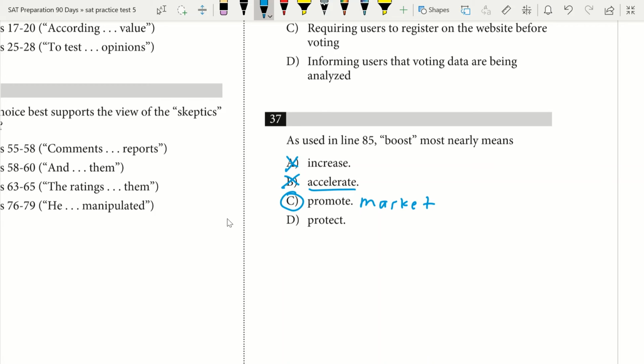So we would not use the word accelerate to describe boosting or marketing or promoting our sales of a product. Next, protect. Obviously, we would not protect a product either. We're looking to promote it or market it. So our answer there would be C.